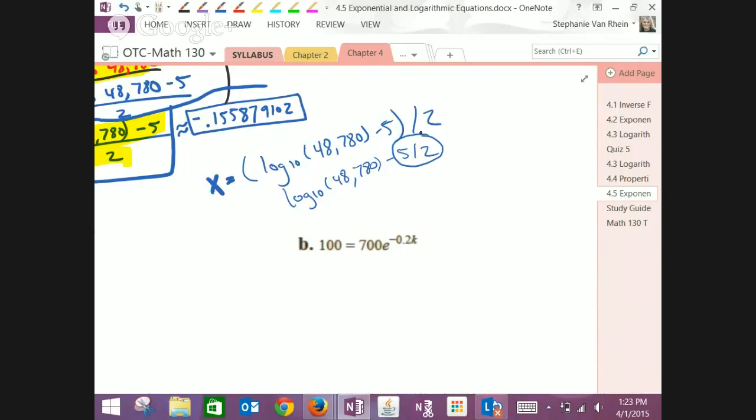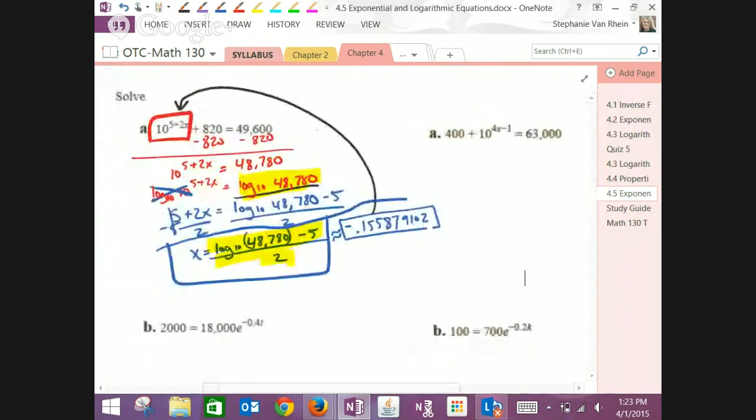Sometimes if you just put in the numerator, hit enter, then put in the denominator, you're better off than trying to put it all in one line, because your calculator is going to do order of operations. So it's going to do this first, and then take this minus this. That's why I'm going to look at your work and also look at your answer. You can plug your answer back in to check. 5 plus 2 times that number, take 10 to that power plus 820. Does that give you 49,600? It should. If not, we did something wrong.